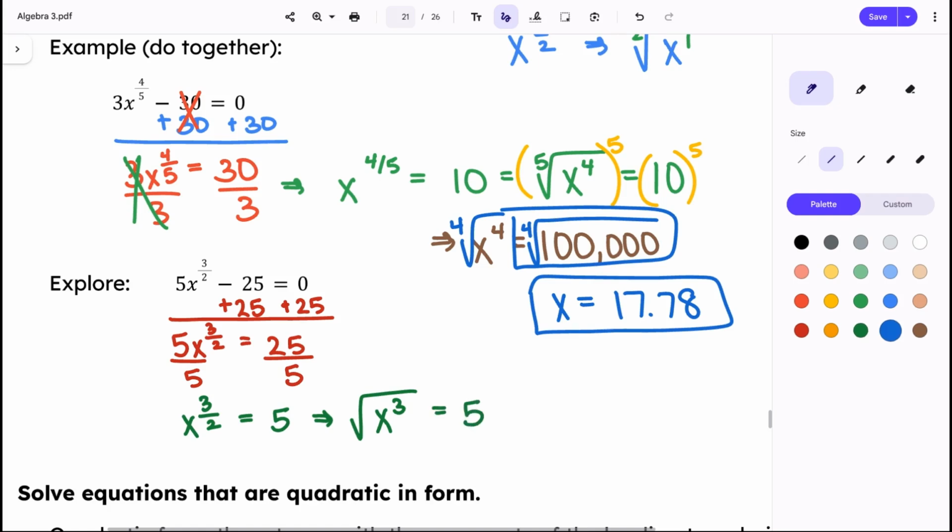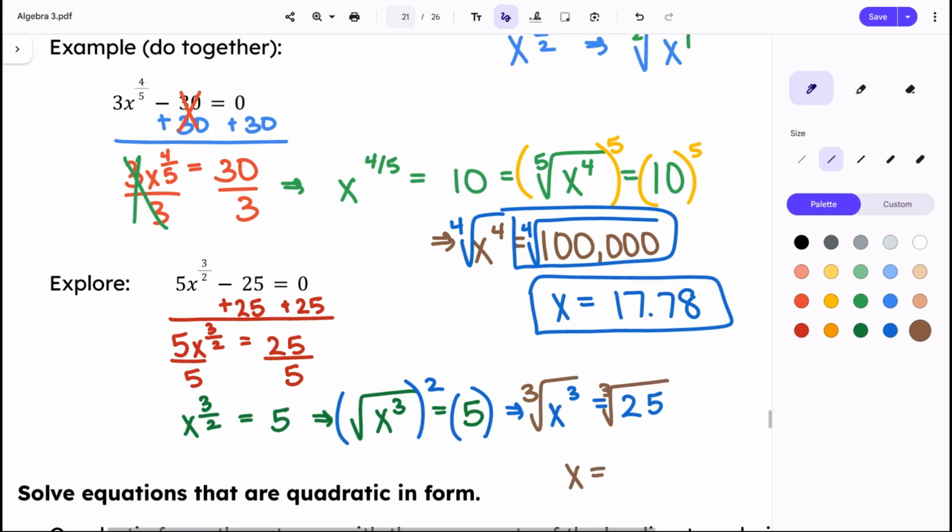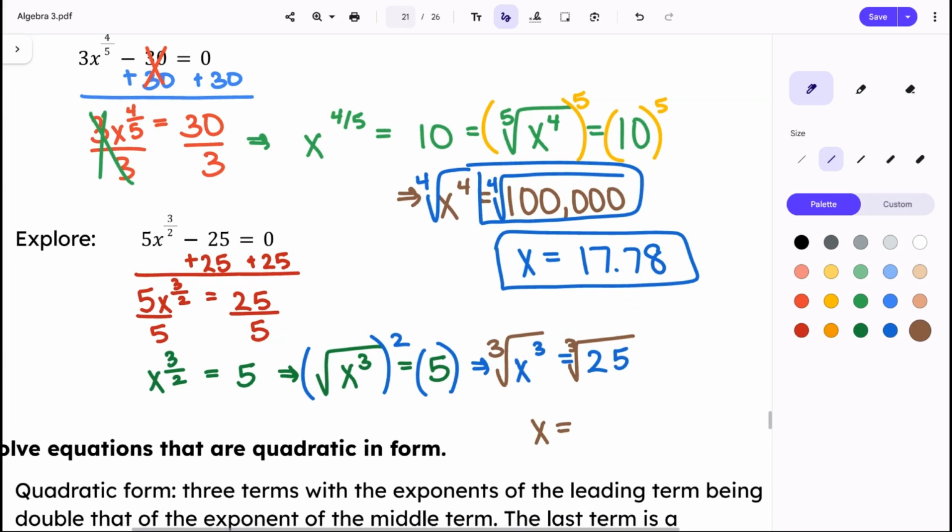Then I want to get rid of that square root, so I'm going to square both sides. So now it says x to the third equals 25. And then what'd you guys do to finish it? Cube root it. And can we cube root 25? What's your approximate answer? Okay. I don't know if we can cube root 25, so if you want to keep it there, that's fine. Does anyone have the decimal though? 2.9?